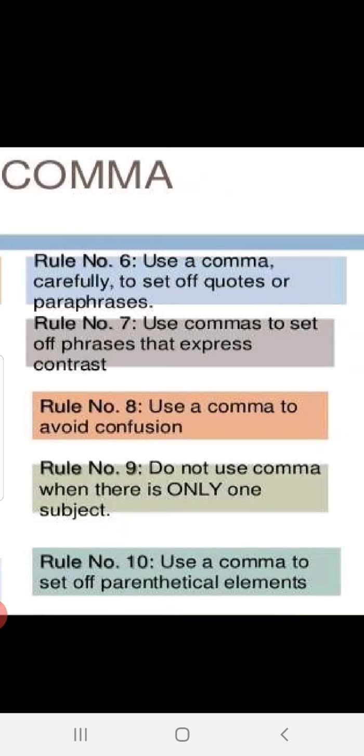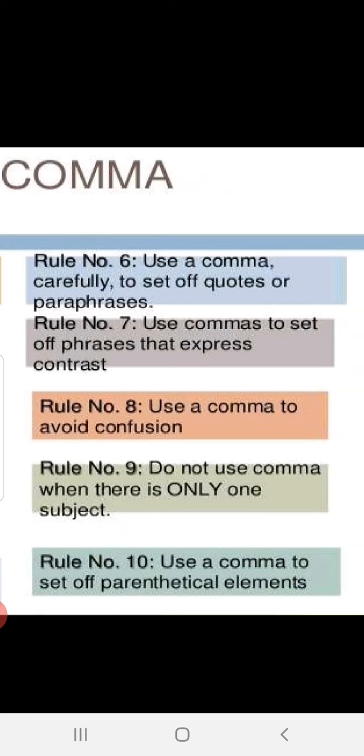Rule number 7: Use commas to set off phrases that express contrast. When you are expressing contrast in sentences, you should use commas. Rule number 8: Use a comma to avoid confusion. When you are using 3 or 4 names together, you should use a comma because it will confuse. Rule number 9: Do not use a comma when there is only one subject. This is an exception. You should not use a comma when there is only one subject.